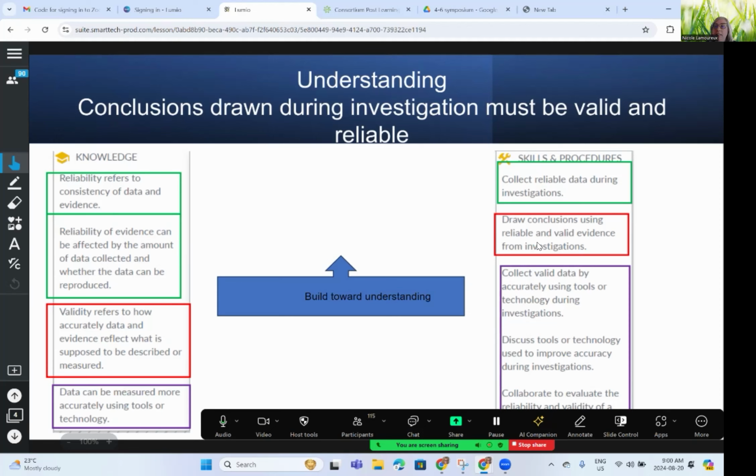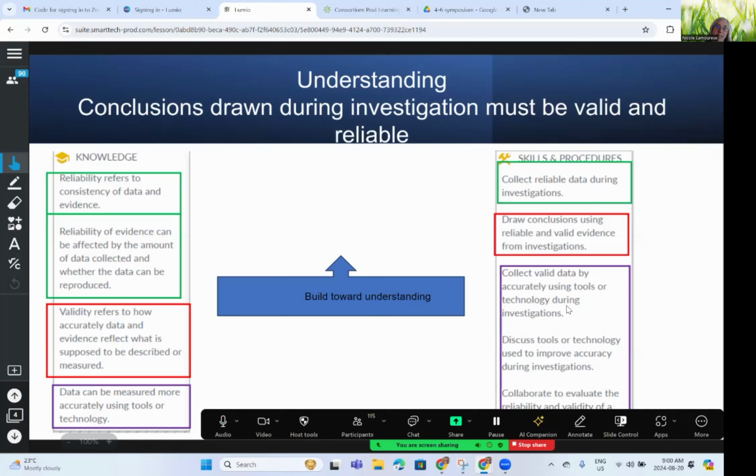We go back to the skills in red. It says draw conclusions using reliable and valid evidence from an investigation. So not only are they collecting, now they have to draw their conclusions, and that's an inference, right? So validity is in the knowledge statement, how accurately the data and evidence reflect what is described or measured. Okay, and then collect in purple in the skills and procedures, it says collect valid evidence by accurately using tools.